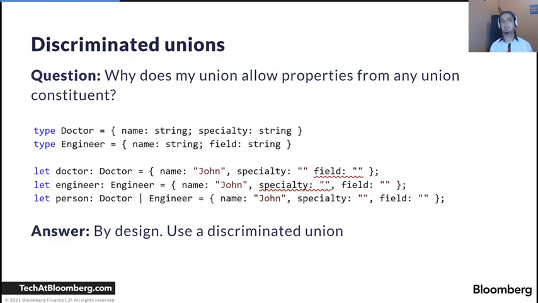But in the third case, we see that if we try to assign the object literal to something that is a doctor or an engineer, it actually can allow any of the fields that are present in any of the constituents of the union. So this is by design, and the simple way to get around this is to use a discriminated union. We will see another solution for this a bit later on, when we actually don't change the structure of the types, but we manage to create a condition where these extra fields are actually an error. But for now, let's see what a discriminated union is and how we could use it to get around this issue.